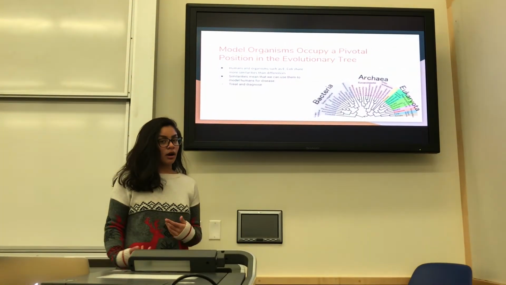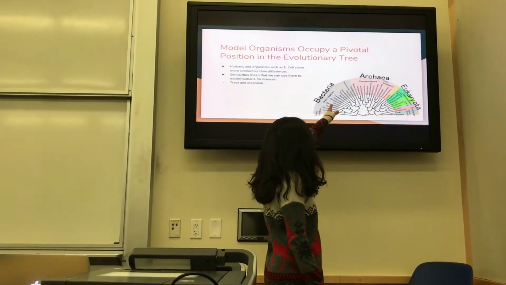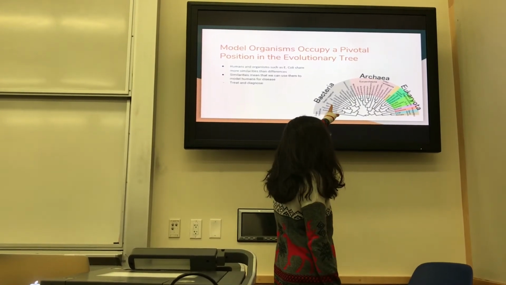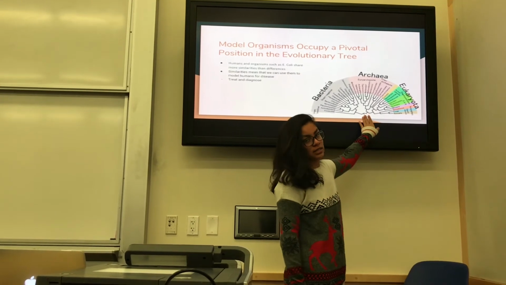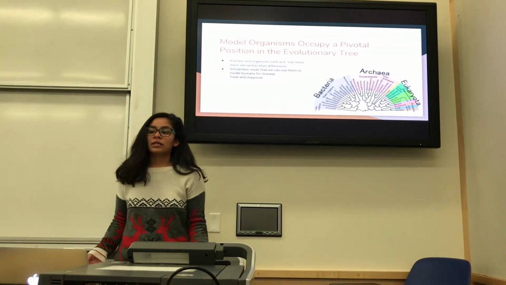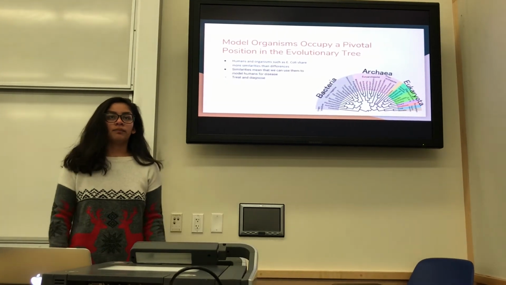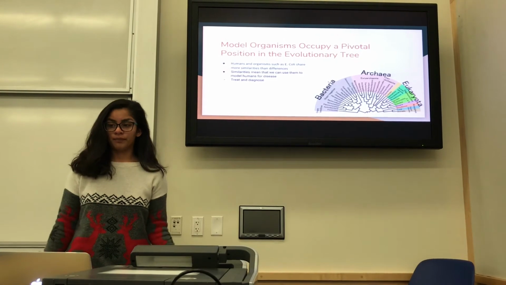With Gabriel's explanation about monoorganisms occupying the pivotal position in the evolutionary tree, it goes to show just how similar we are. For example, E. coli may be in the bacteria spectrum of the evolutionary tree, and we may be in the eukaryota, but we still derive from a common ancestor. And because of that common ancestor, we can use these monoorganisms to combat diseases and learn to treat or diagnose them.